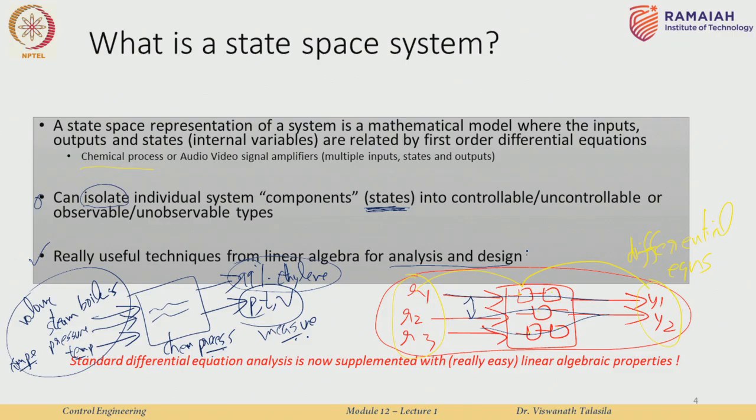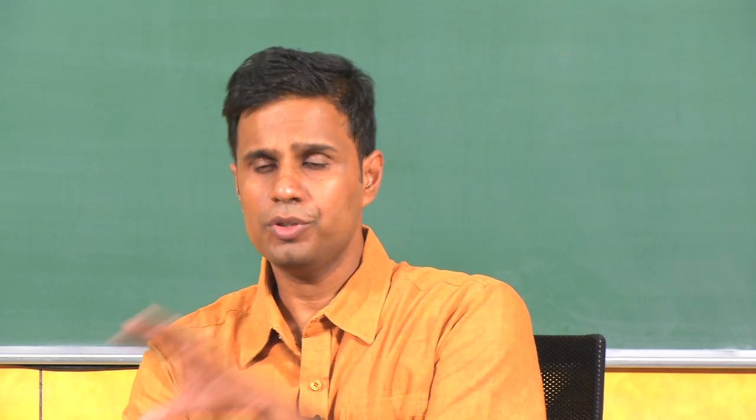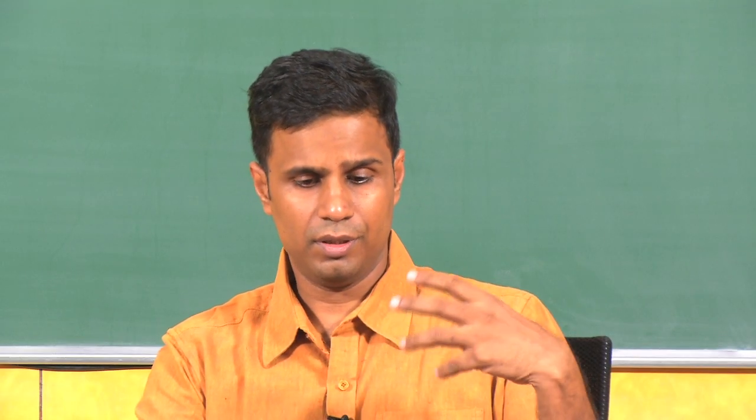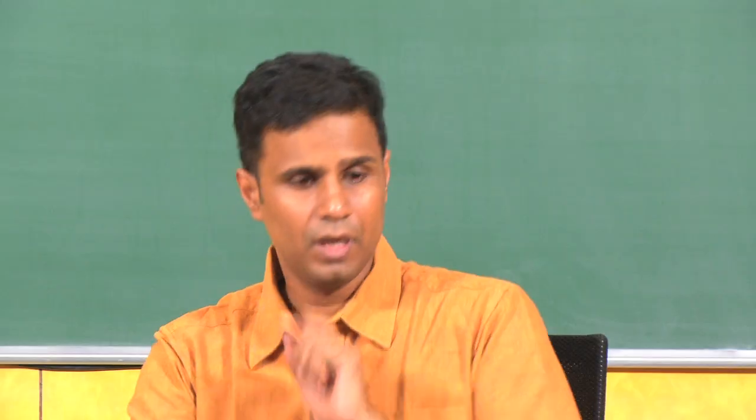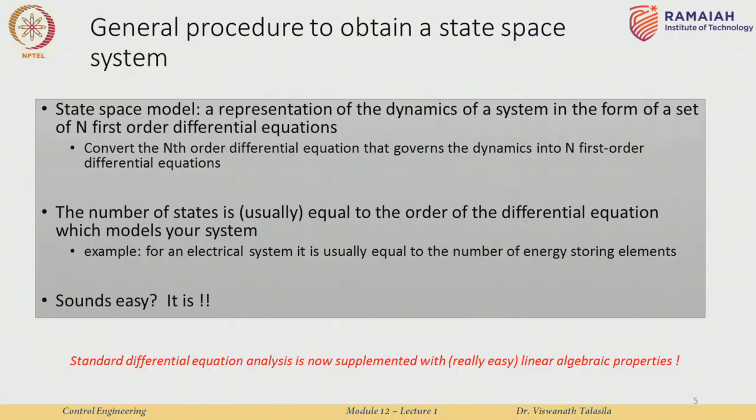So, to recall and summarize this slide, the basic idea is that a state space representation of a system is a mathematical model which captures your inputs and outputs through these internal variables called the states, and all of these relationships are basically first order differential equations. Okay. So, let us look at the general procedure to obtain a state space system. I will derive one or two examples a little bit later.